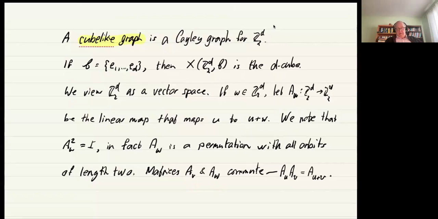Any two of these matrices commute, and the point is that A_U times A_V is equal to A_{U plus V}. Now that's almost worth going off and doing a little calculation, but because U plus V is equal to V plus U, we get that these two things commute. So we have a collection of matrices. Now we have one of these matrices for each element of Z2 to the d. We're not going to be using all of those, but we have one for each. Any questions to this point?